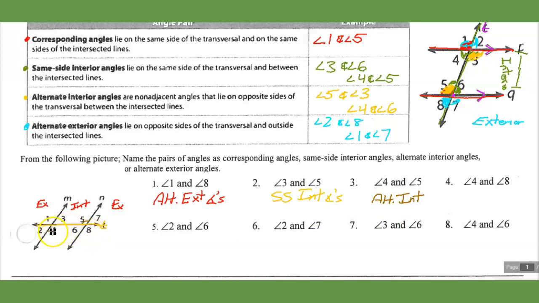Okay. We have 4 and 8. They're not interior or exterior, because we have one on the inside and one on the outside, which means these are corresponding. They're in the same relative position to each other. You can look at both parallel lines and see that 4 and 8 are both in the bottom right of the parallel line. Okay, let's do a few more. 2 and 6 are also corresponding. They're on the bottom left.